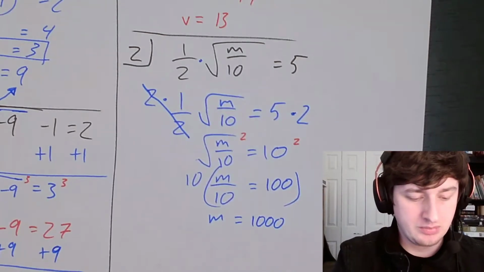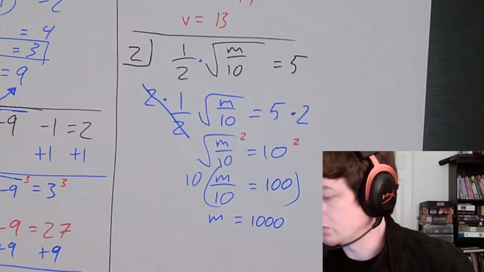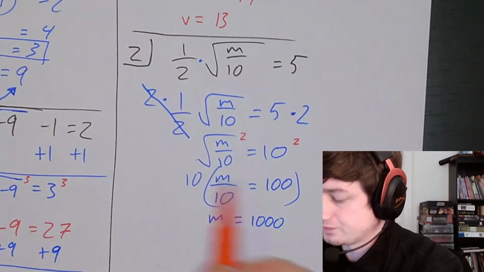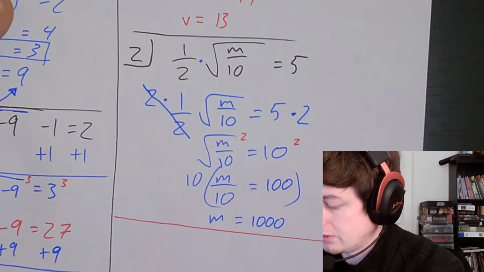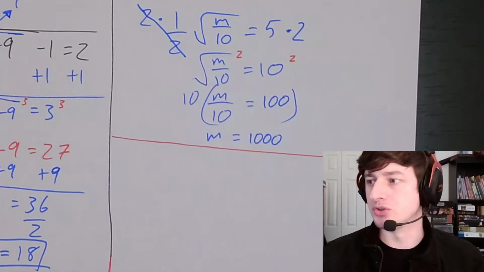So m equals 1,000. If you could emote that, if that's what you got or did not get, and let me know if we're having any issues, any questions on what to do.